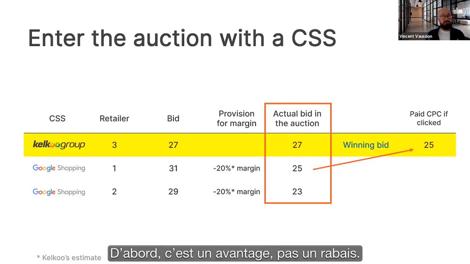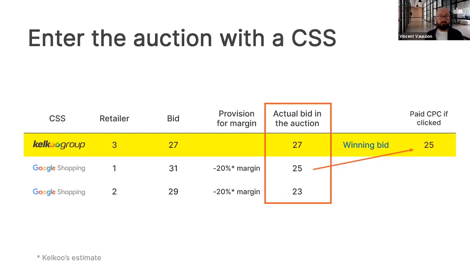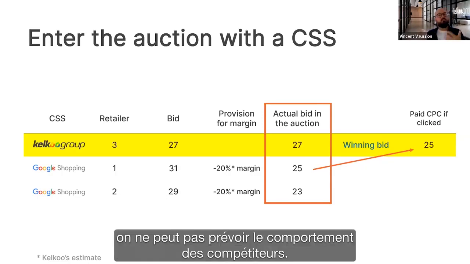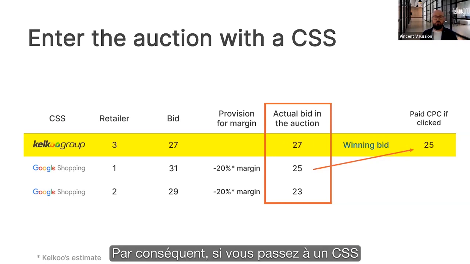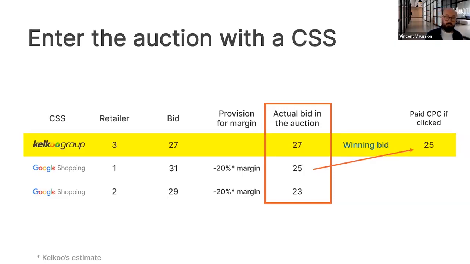Because first of all, it's an advantage, not a rebate. And second of all, you are still in a dynamic auction environment, meaning that if you switch to a CSS, we still cannot predict how your competitors are going to behave. We cannot predict how aggressively they're going to be. So therefore, never expect to get this exact 20% rebate on your CPC if you switch to a CSS.